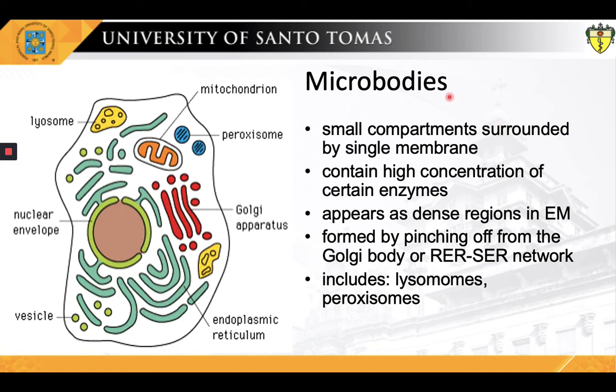Microbodies are small compartments found in the cytoplasm, which are surrounded by a single membrane. Nearly all eukaryotic cells contain variable numbers of microbodies ranging from 10 to 1,000 per cell. They contain a high concentration of certain proteins and enzymes, and appear as dense regions in electron microscopy. Microbodies are formed by pinching off as buds from either the Golgi body or from the rough endoplasmic reticulum or smooth endoplasmic reticulum network. Microbodies include lysosomes and peroxisomes, which we will be discussing in the next few slides.